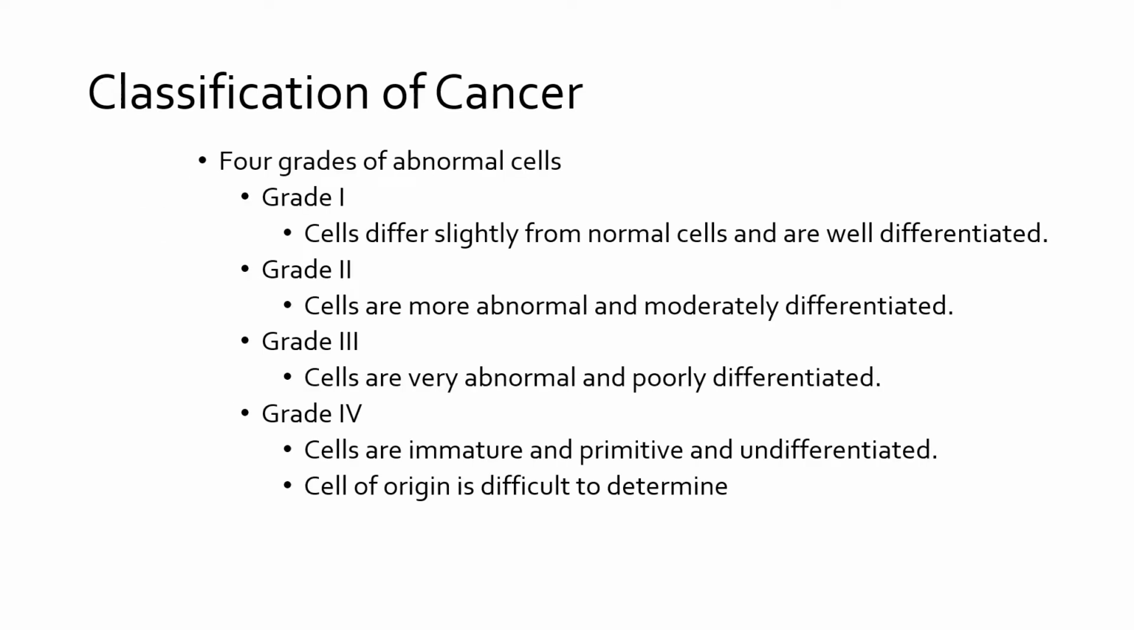There are 4 grades of abnormal cells. Grade 1 as listed here, grade 2, grade 3, and grade 4. Also, as you know, grade 4 would be the worst case scenario. The cells are undifferentiated, which when they say that cells are poorly differentiated, that means that the tumor cells are abnormal. If it is well differentiated, that means that the tumor cells look like normal tissue.